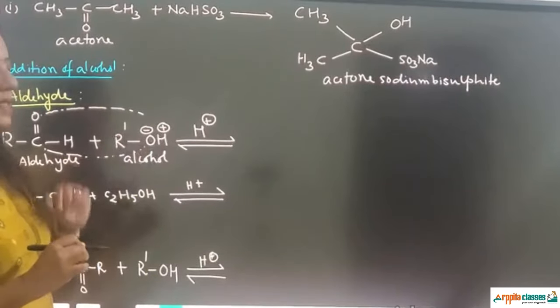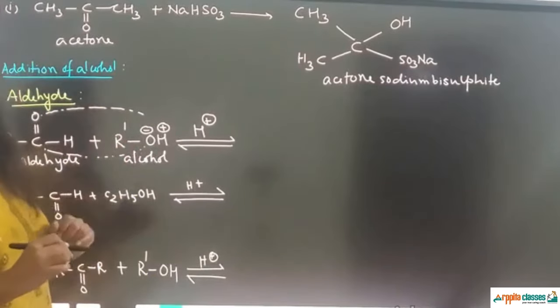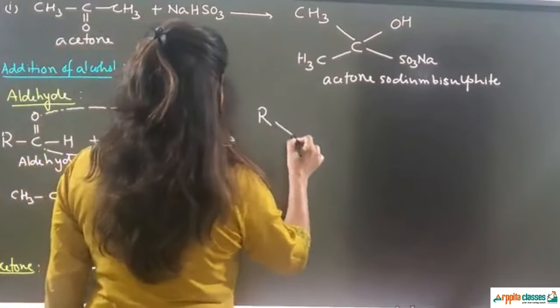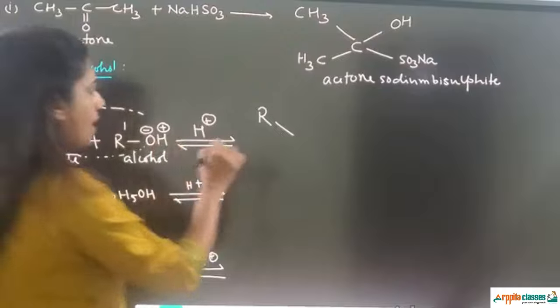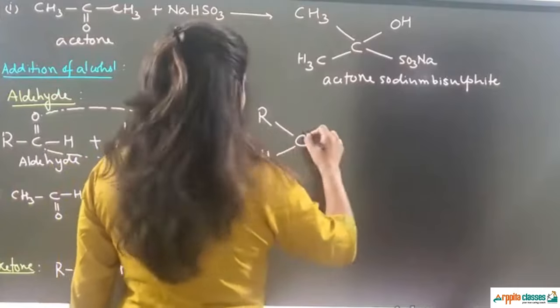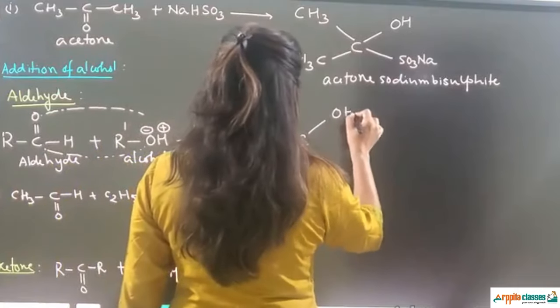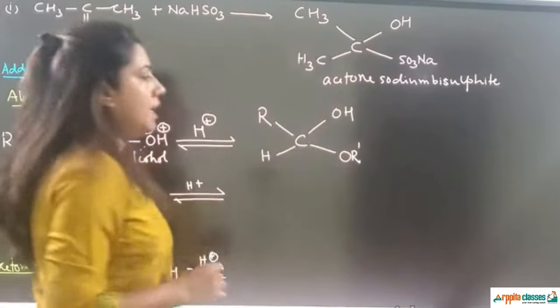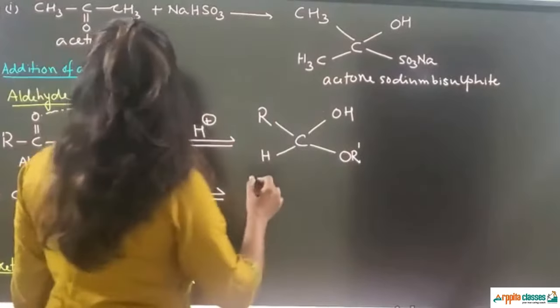Okay, OR dashed is the nucleophile here. So what happens here again? This is a reversible reaction and the reaction happens in presence of acid. These bonds are undisturbed. One bond will have OH and in the other bond you have OR dashed. This is called as hemiacetal.